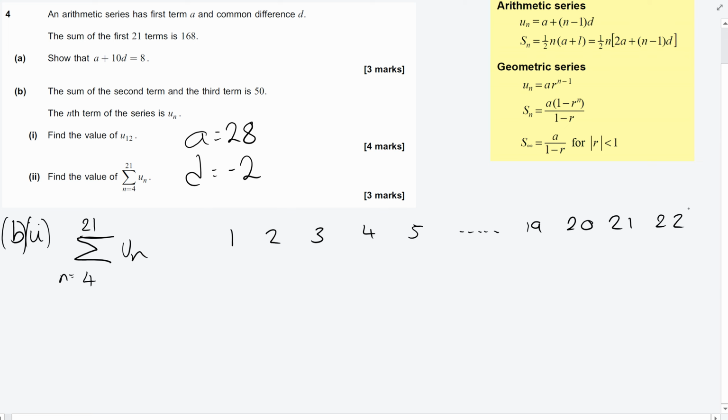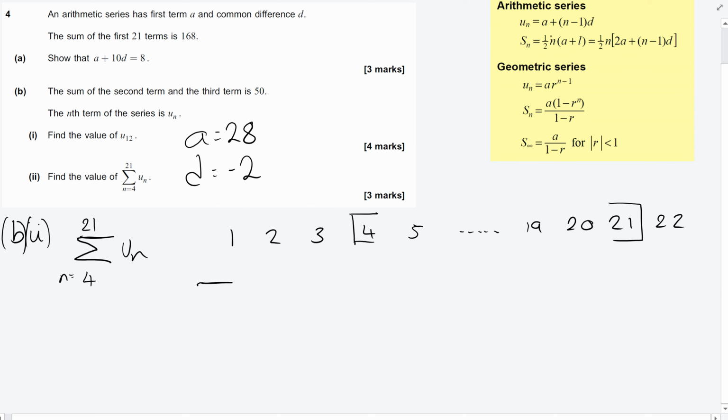So this sequence, whatever it does, we know that the first term now is 28. We worked out the 12th term was 6 and it was going down by 2 each time. But that's not important. What's important here is what we're trying to add up. We're trying to add up from the 4th term all the way up to the 21st term. So in order to do this, we need to add up, because we've only got a formula that gets from the first term onwards.